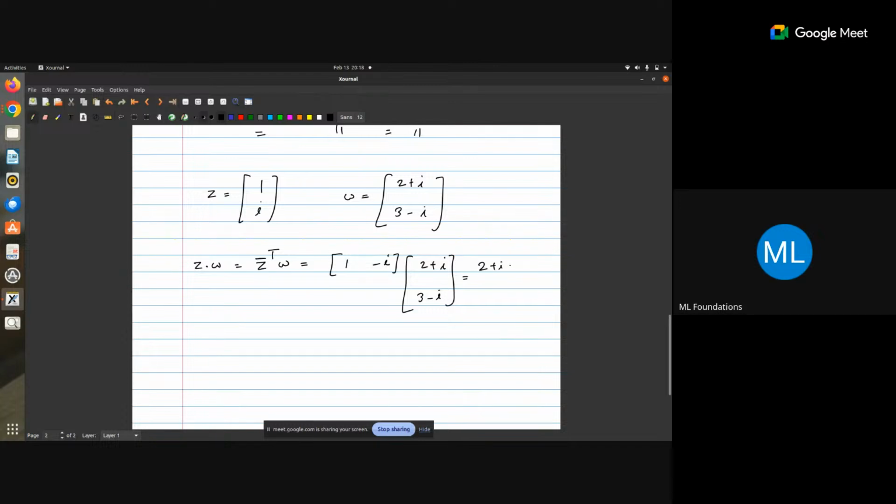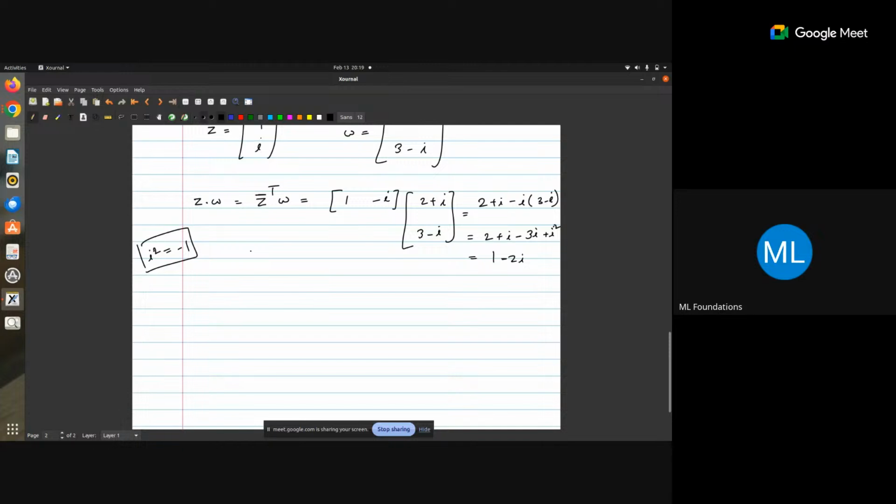2 plus i minus i into 3 minus i, right? So that means it should be equal to 2 plus i minus 3i plus i square, and i square will be minus 1, right? I square is equal to minus 1, and that is the definition of a complex number. So 2 minus 1 is 1, and the result is 1 minus 2i. So Z dot W is equal to 1 minus 2i.